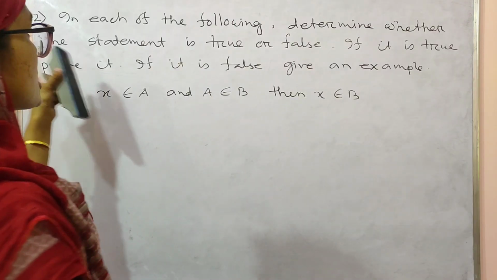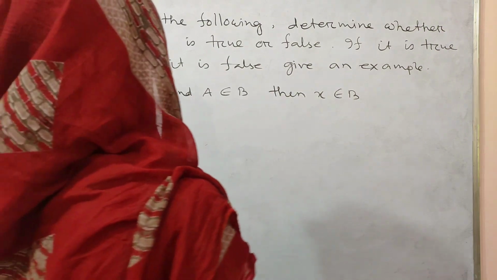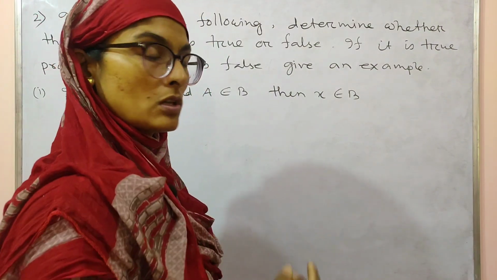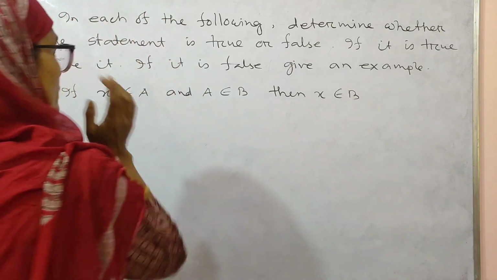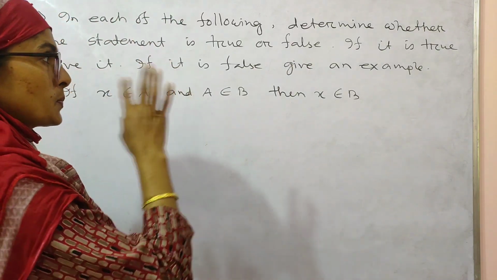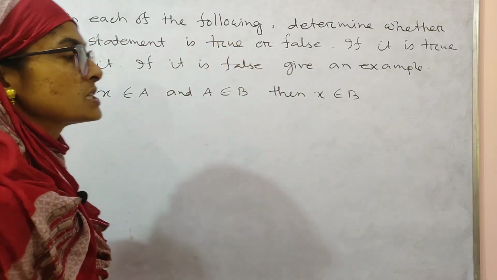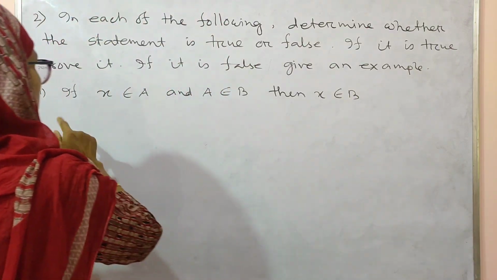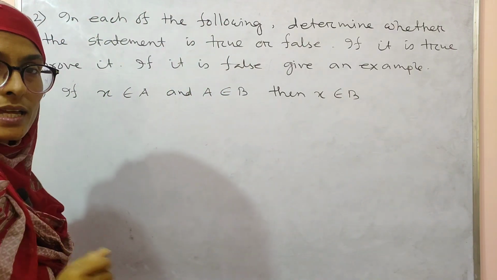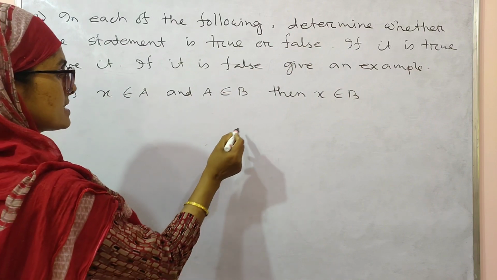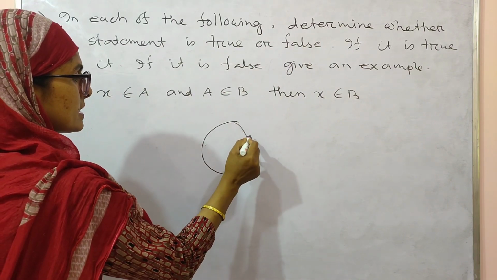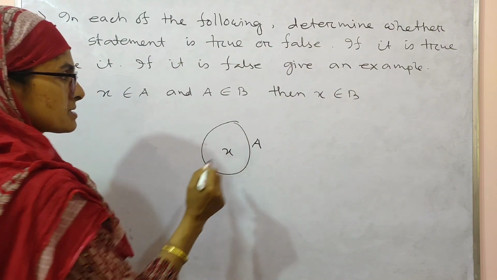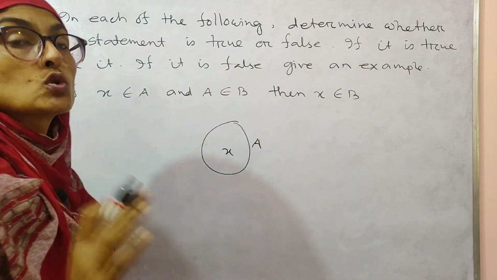Number 2, in each of the following determine whether the statement is true or false. If it is true, then you have to prove it. And if it is false, give an example. So number 1: if x belongs to A, that means the element x belongs to set A, and A belongs to B.